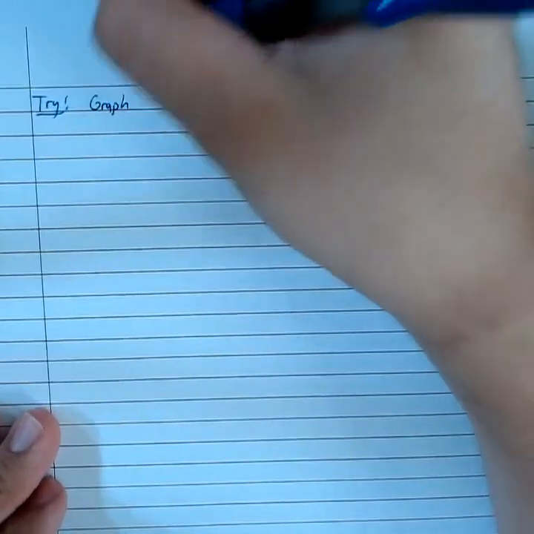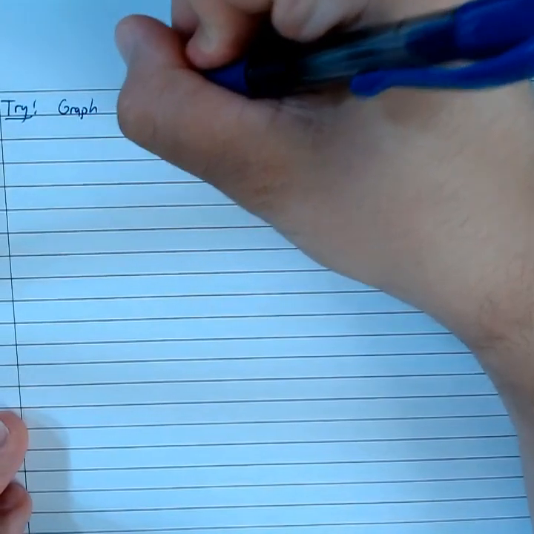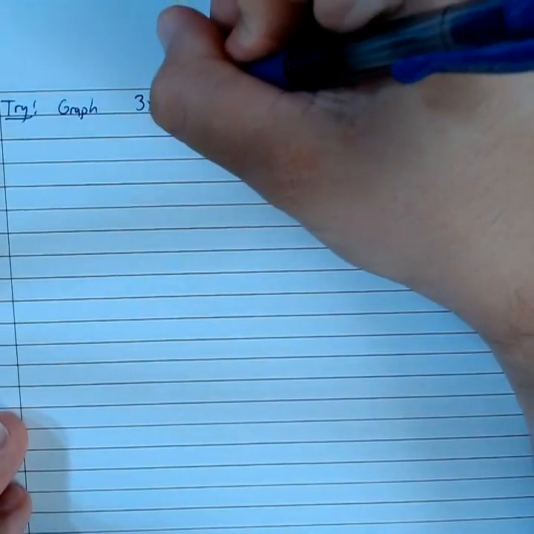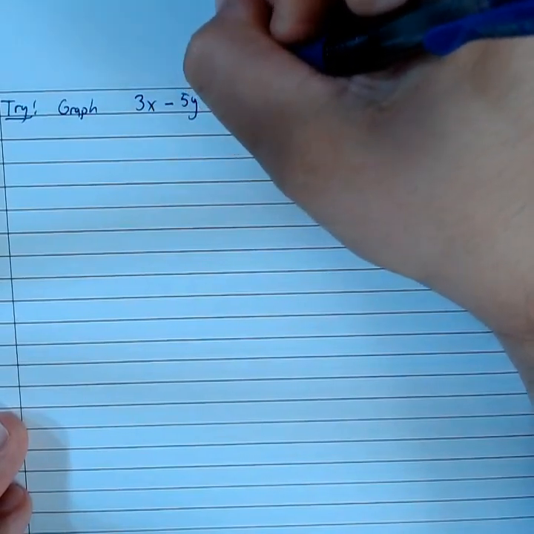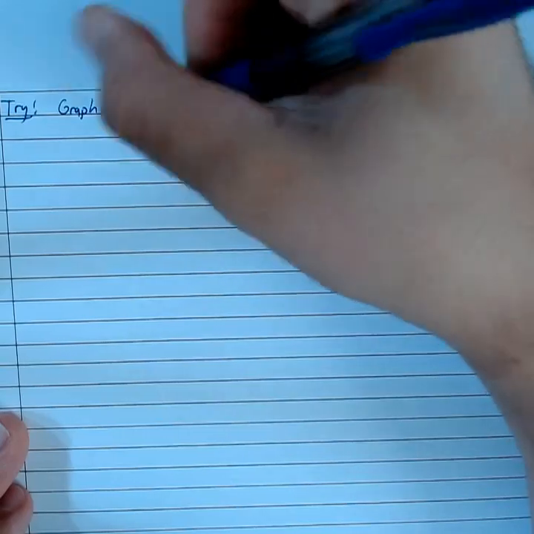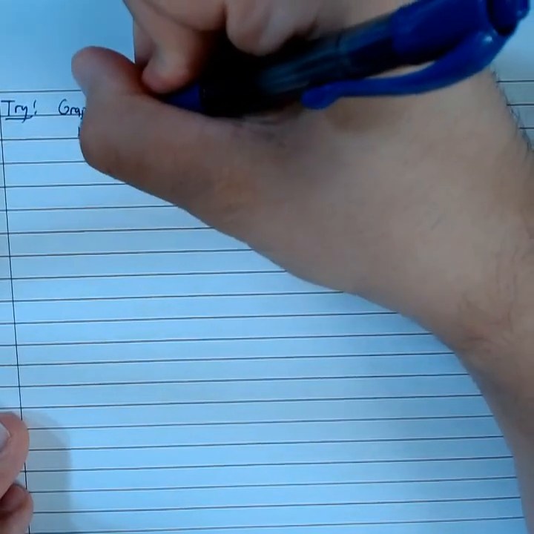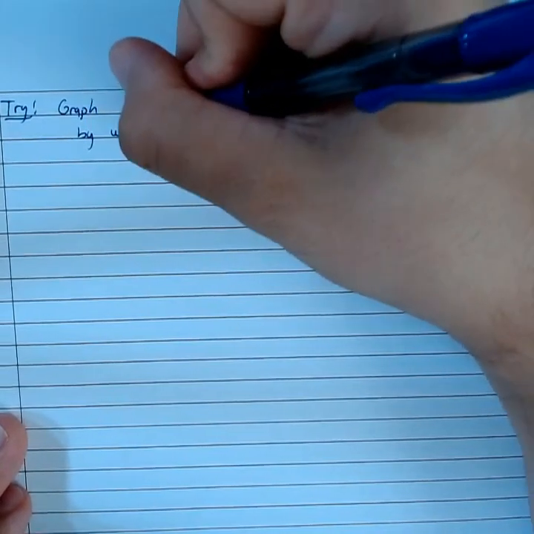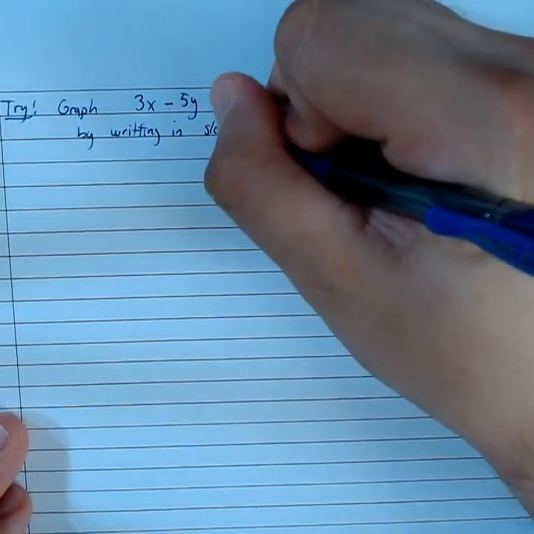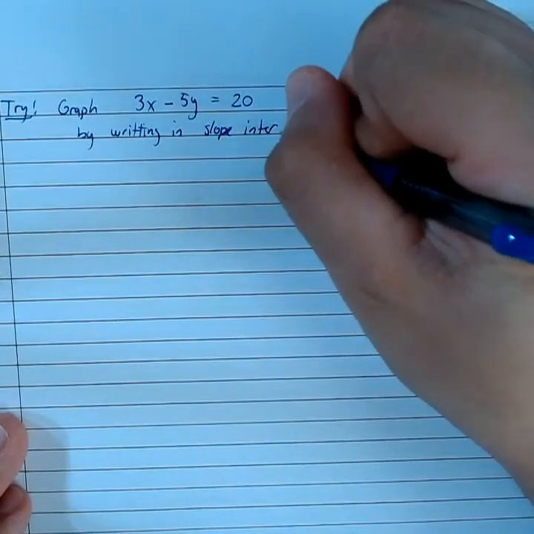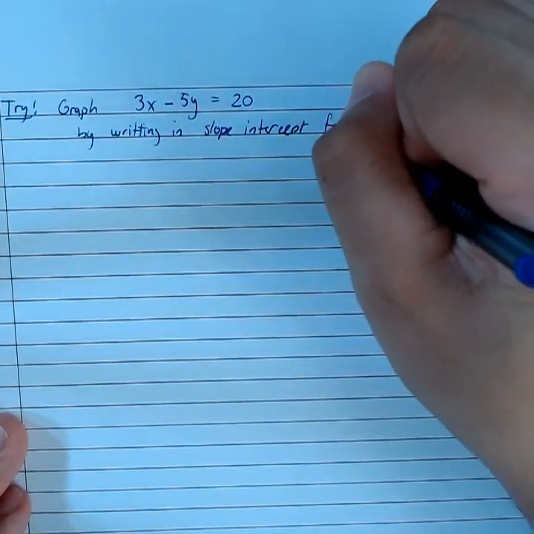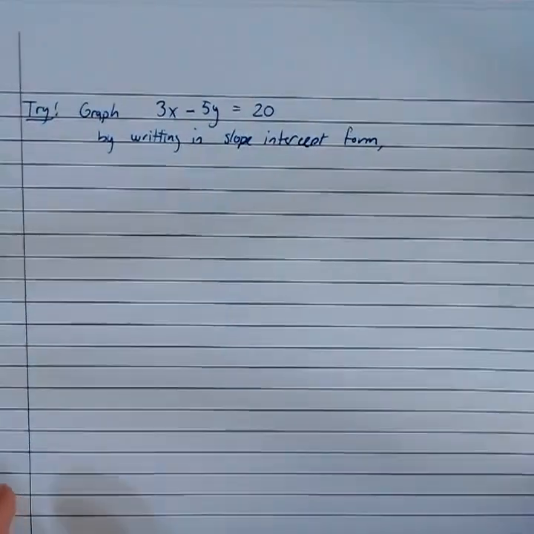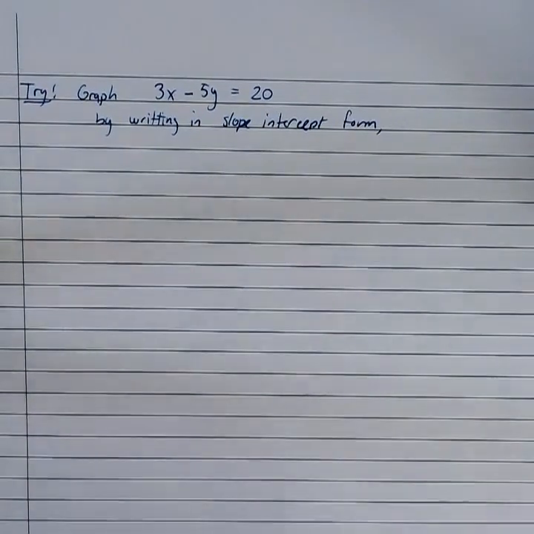Graph the equation 3x minus 5y equals 20 by writing it in slope-intercept form. All right. Go ahead and pause the video, give that a try, and once you have written it in slope-intercept form and graphed the equation, go ahead and unpause and we'll go through it together.